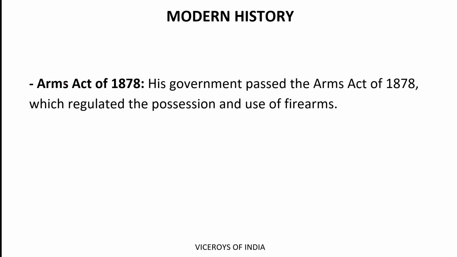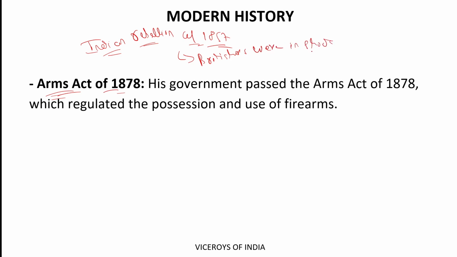Also, he introduced the Arms Act of 1878. Basically, what was happening after the Indian Rebellion of 1857? Britishers were in shock, because this rebellion was of great magnitude. They wondered how Indians organized this attack. Then they found that firearms were a headache for the Britishers, because many Indians were holding firearms and ammunition at that time. To curb and control this usage, they introduced the Arms Act of 1878.